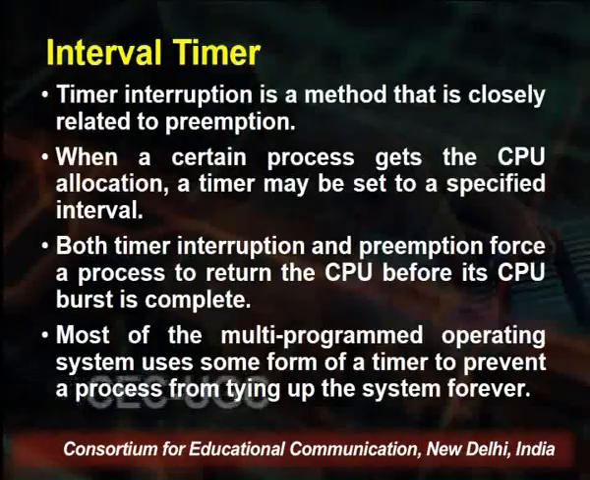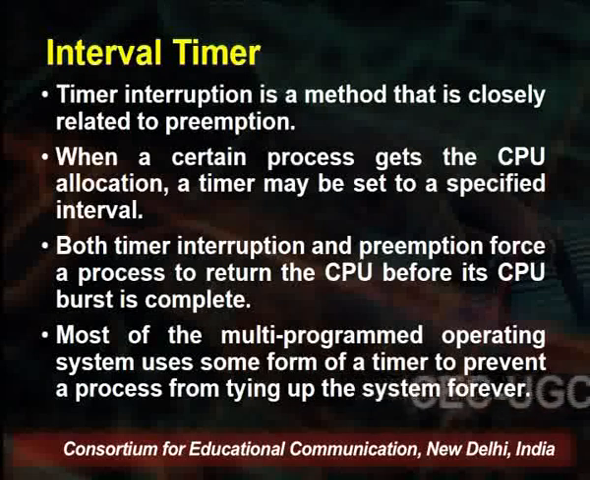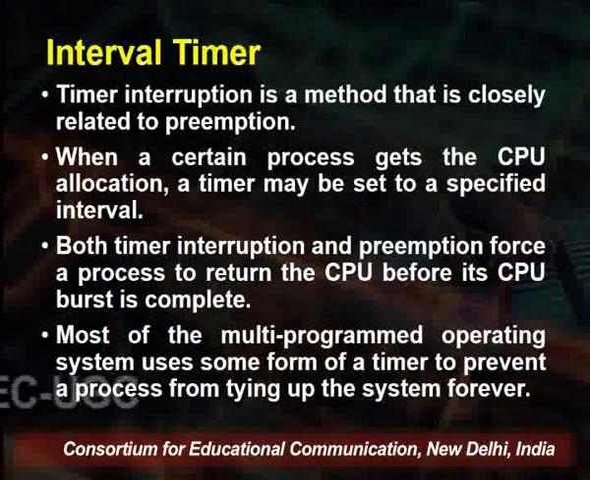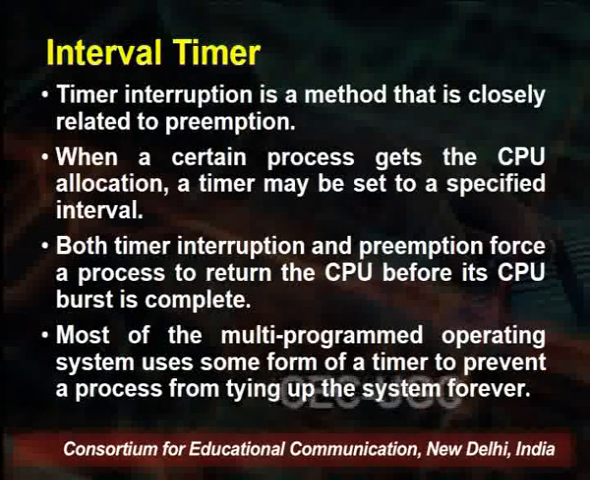We have one more term which is heavily involved in the CPU scheduling process, and that term is the interval timer, or timer interruption. It is a method that is closely related to the preemption model of CPU scheduling. When a certain process gets the CPU allocation, a timer may be set to a specific interval. Both the timer interruption and the preemption force a process to return the CPU even before its CPU burst is complete, even if the process requires more CPU time.